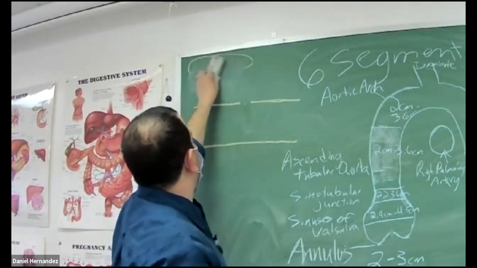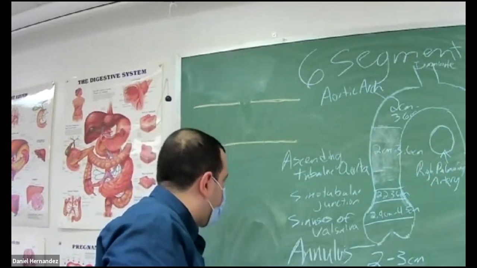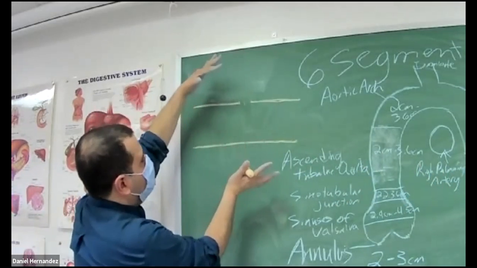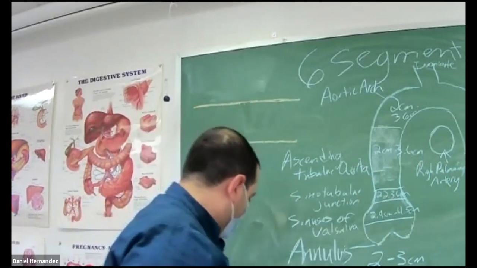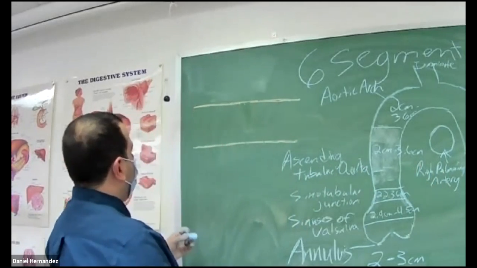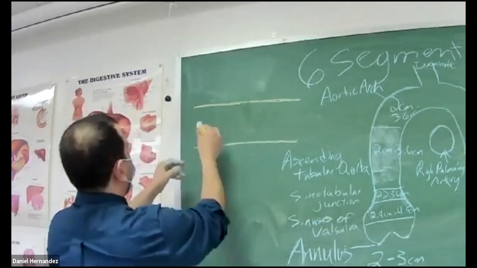Aneurysmal vessels can increase your likelihood of dissection because the vessel now is being stretched and put under stress. So those layers are under more stress.